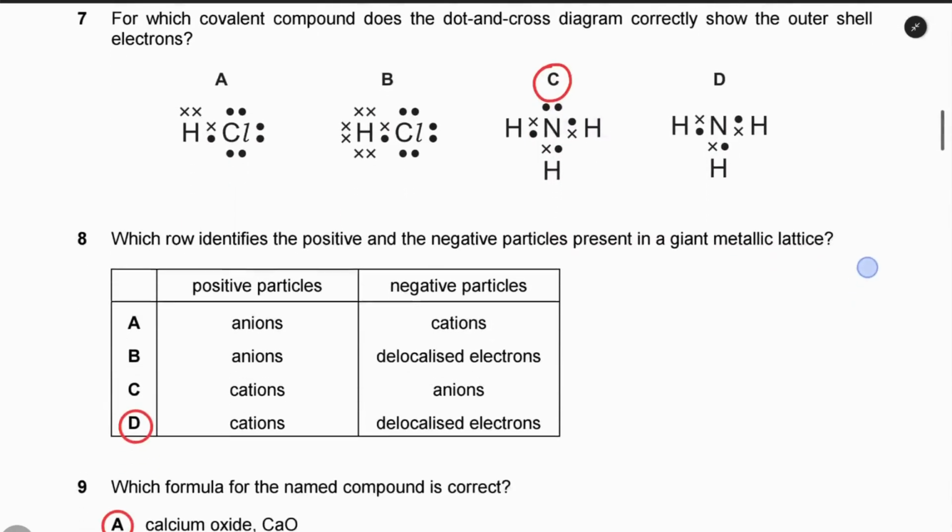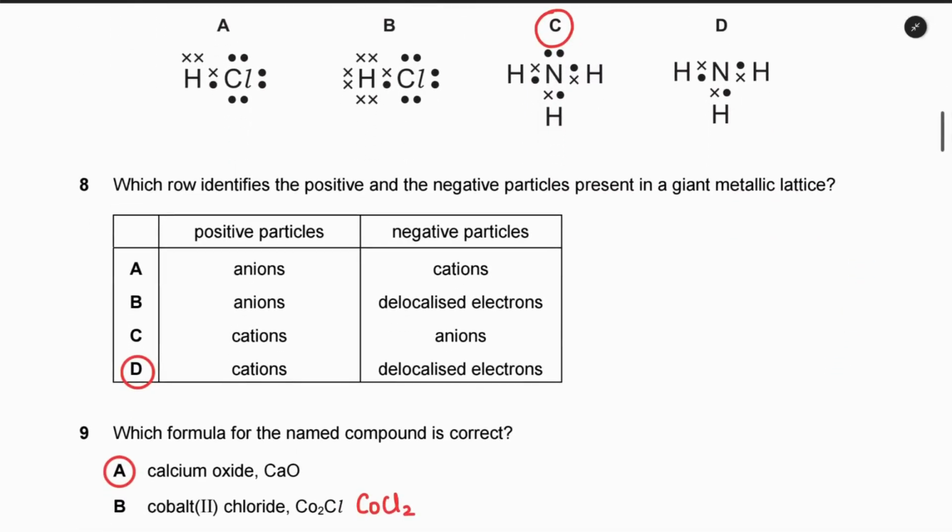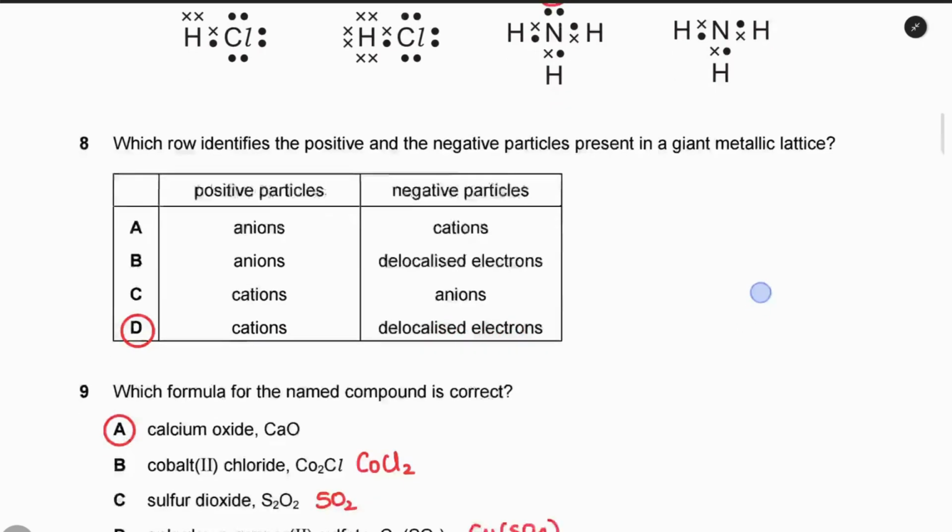Next question. Which row identifies the positive and negative particles? So in the giant metallic lattice, the positive particles will be, if you see the metallic lattice, it's going to be like this. Okay, so positive is going to be cations and the delocalized electrons.